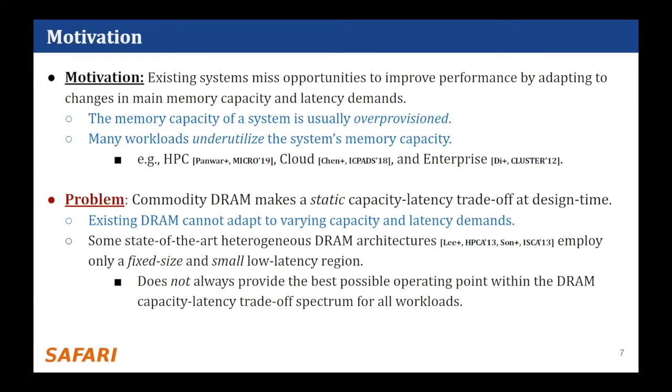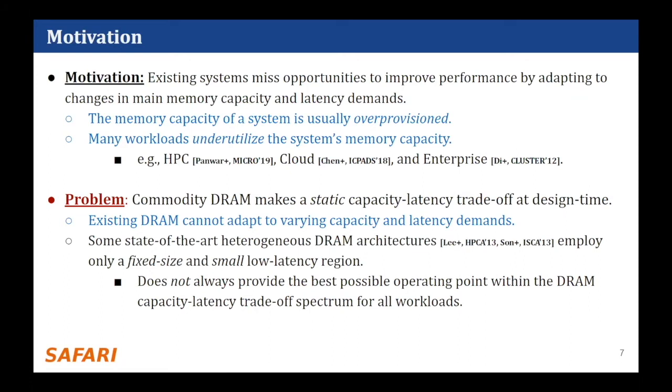And even some of the state-of-the-art heterogeneous DRAM architectures like Tiered-Latency DRAM or CHARM only employ a fixed-size and very small low-latency region, which does not always provide the best possible operating point within the DRAM capacity-latency trade-off spectrum for all the workloads.